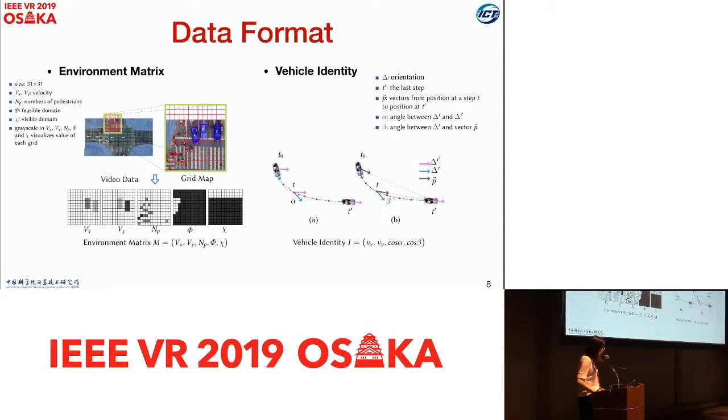When a vehicle drives through an intersection, the destination of its trajectory is its location at the last step. For each vehicle, we use vehicle identity to represent the vehicle's driving information towards the destination. It includes the relationship between the position and orientation of the current vehicle and the destination.